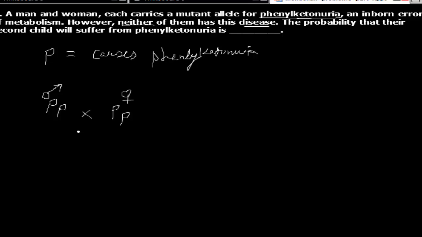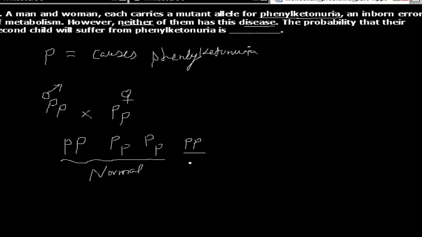If you cross them, we will get genotypes like this: capital P capital P, capital P small p, capital P small p, small p small p. Out of these three, they will be absolutely normal, and this will be a disease-carrying child. So the fraction will be 1 by 4, or we can also write 0.25. That is the probability.